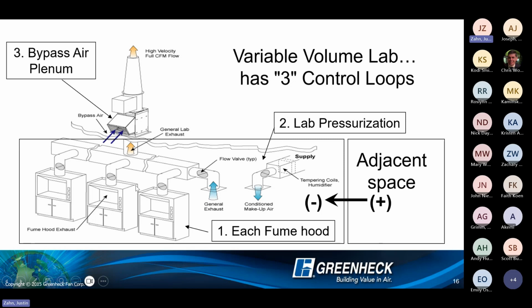So just to sum up one more time, the 3 control loops: again, your face velocity or hood velocity, 80 to 100 feet per minute. Your lab pressurization, so how you pressurize your space below here, typically, again, a negatively pressurized space. And then your duct static, which can be relieved through the bypass air damper.